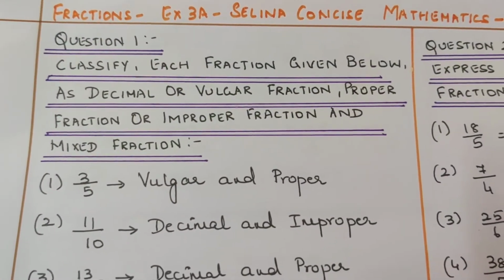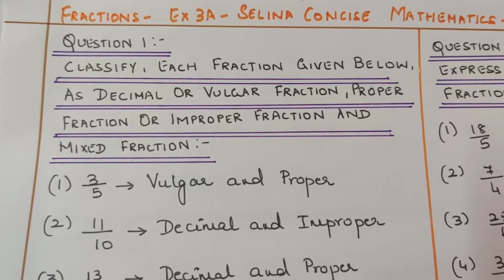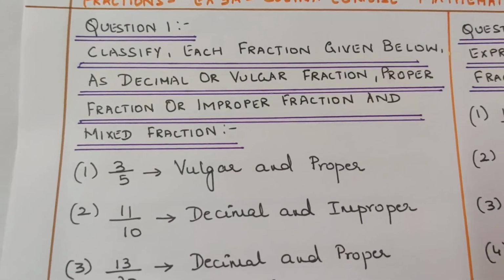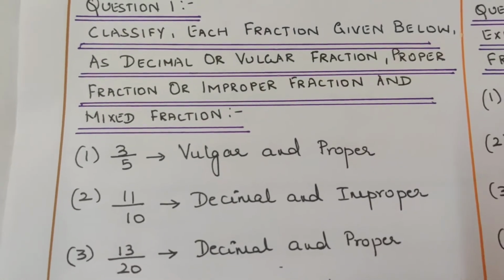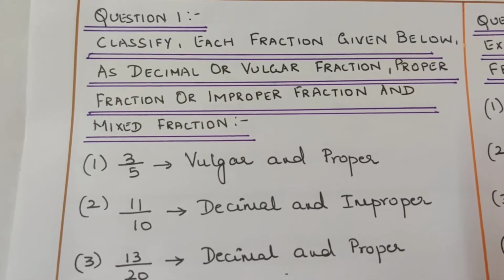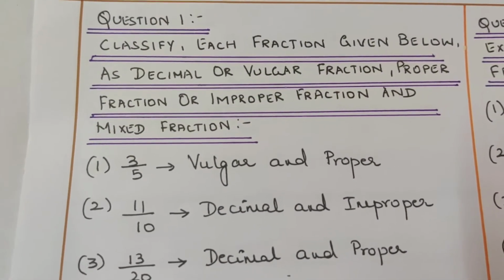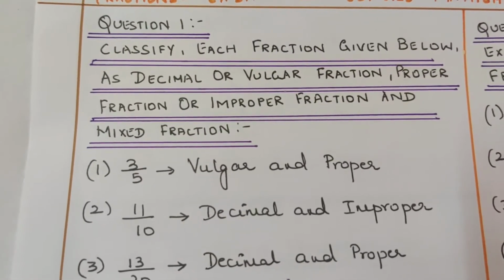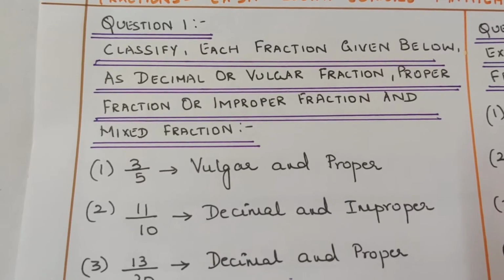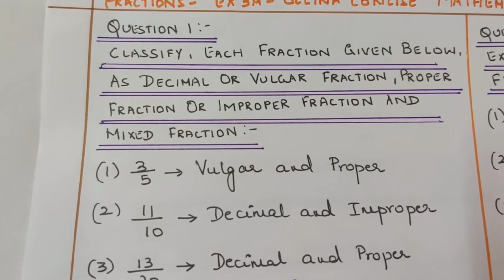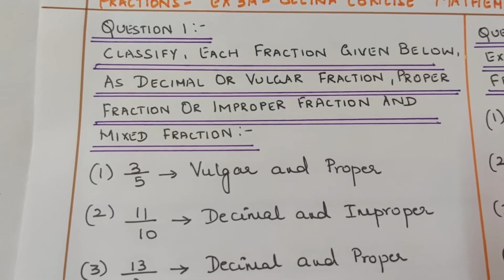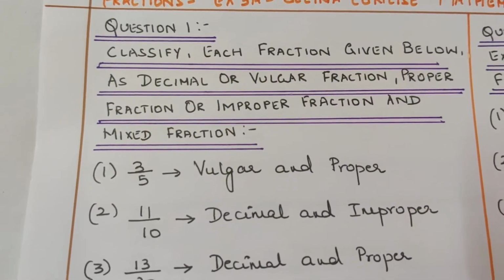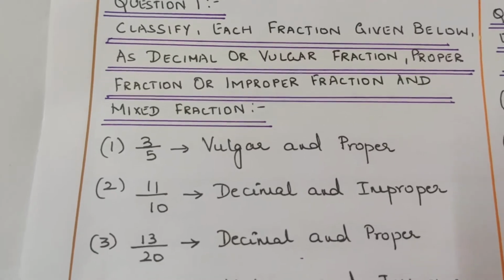Classify each fraction given below as decimal or vulgar fraction, proper or improper fraction and mixed fraction. The first one, 3 by 5. As soon as you see this here, the denominator is more than the numerator, so it becomes a proper fraction. Later, 3 is also an integer, 5 is also an integer, and the denominator is not a multiple of 10. Therefore, it becomes a vulgar fraction. Therefore, 3 by 5 becomes a vulgar and a proper fraction.